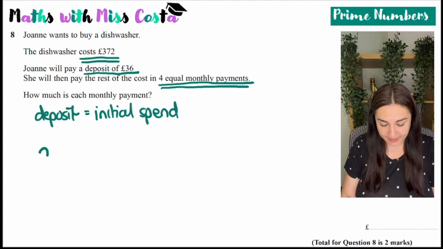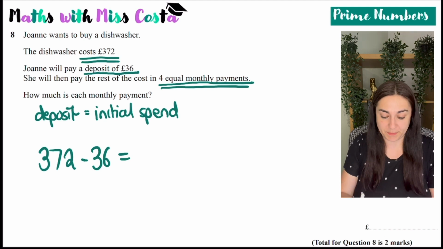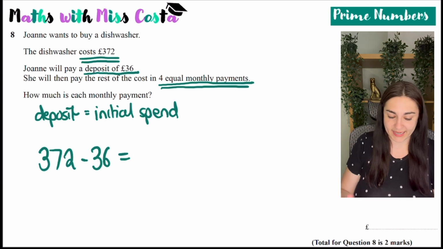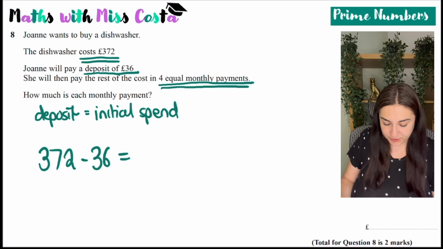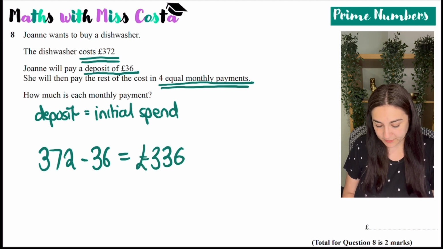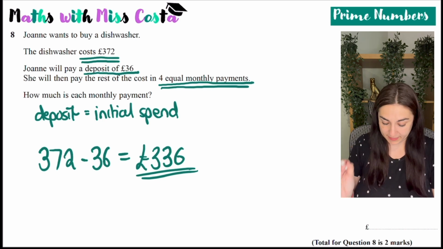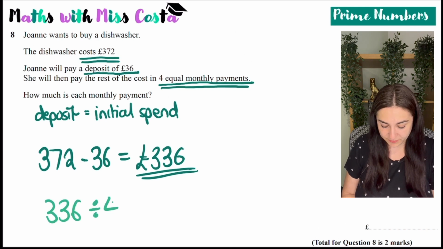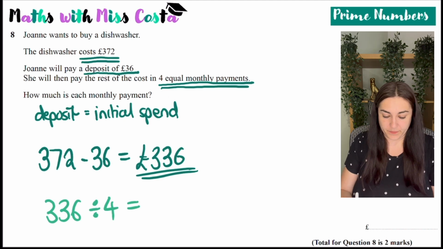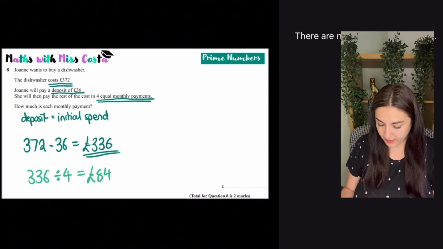So it costs £372 and she pays a deposit of £36. So she's paid that £36 off, so she doesn't need to pay it again in the future. So we can work out how much is left after the deposit. So we do 372 take away 36, which means she has £336 left that she needs to pay. She will then pay the rest of the cost in 4 equal monthly payments. So she needs to split 336 into 4 payments. So I'm going to divide by 4. And that is £84. So that is the cost of her monthly payments.